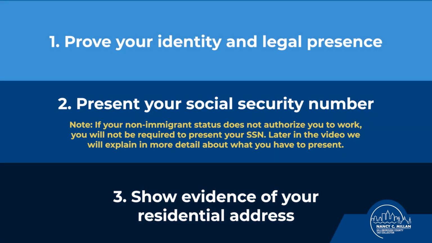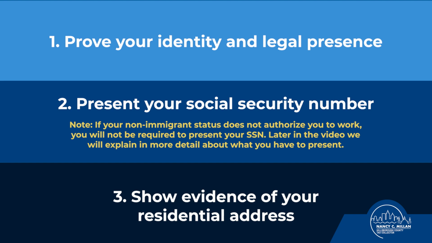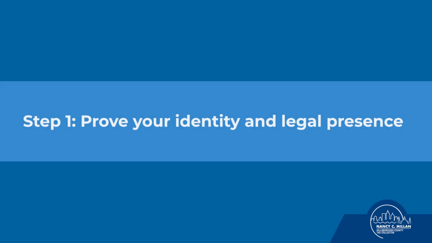You must complete the following requirements to obtain your identification card or driver's license. 1. Prove your identity and legal presence. 2. Present your Social Security number. Note: if your non-immigrant status does not authorize you to work, you will not be required to present your Social Security number. Later in the video, we will explain in more detail about what you have to present. 3. Show evidence of your residential address. Let's begin with the first step.